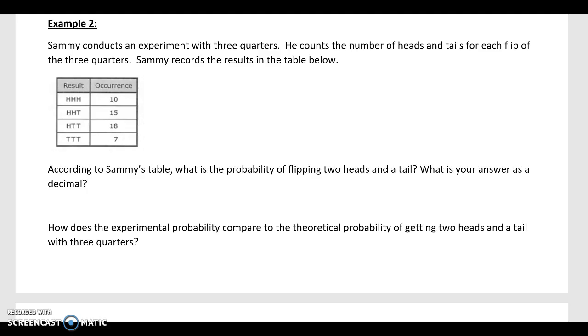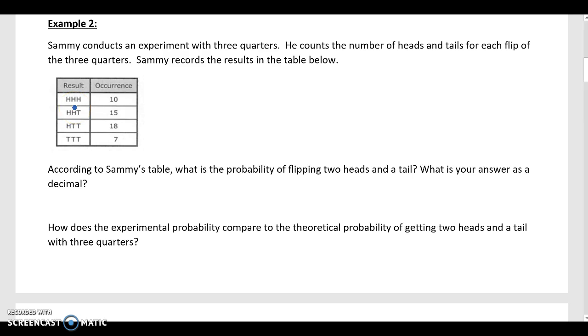Okay, so we already did example 1. Now on to example 2. Sammy conducts an experiment with 3 quarters. He counts the number of heads and tails for each flip of the 3 quarters. Sammy records the results in the table below.